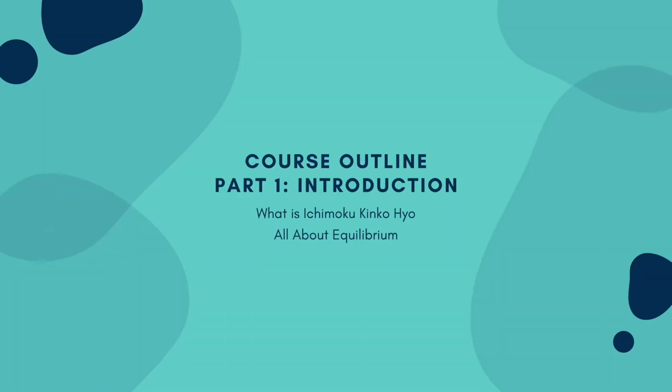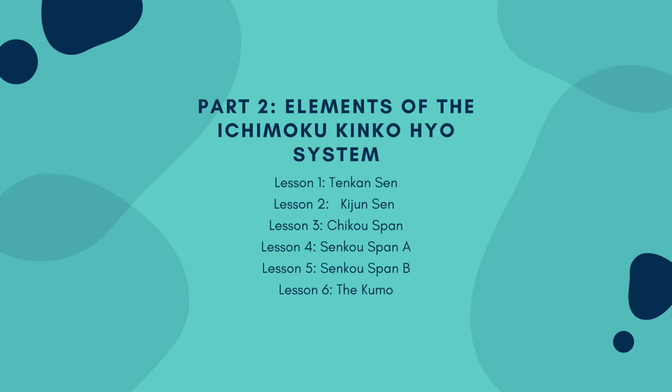profitable trades. This webinar series is divided into 5 parts. Part 1 is an introduction to Ichimoku Kinko Hyo. Lesson 1, what is Ichimoku Kinko Hyo? Lesson 2, what is equilibrium? Part 2 talks about the elements of the Ichimoku Kinko Hyo system. Lesson 1, the Tenkan-sen. Lesson 2, the Kijun-sen. Lesson 3, the Chikou span. Lesson 4, the Senkou span A. Lesson 5, the Senkou span B. And Lesson 6, the Kumo.